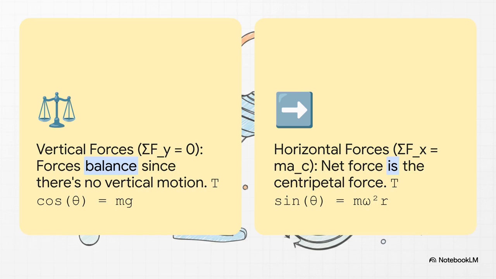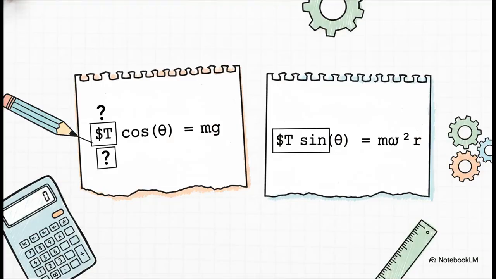Now what about horizontally? Well, here the forces are not balanced. There's only one horizontal force, T sin theta, and it's pulling inward. That unbalanced net force is our centripetal force. It's what's causing the circular motion. And look at that. We have two simple equations, and we have two things we don't know, T and R. The physics work is officially done. All that's left is a little bit of algebra, which is the fun part, right?